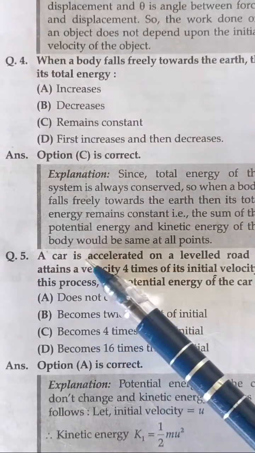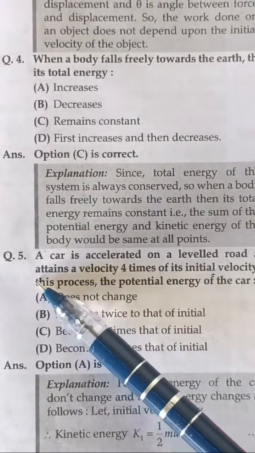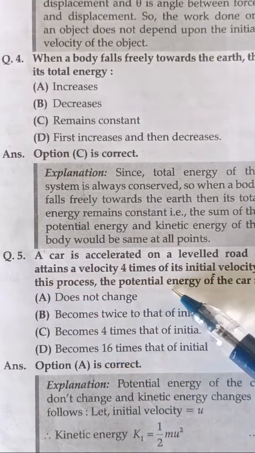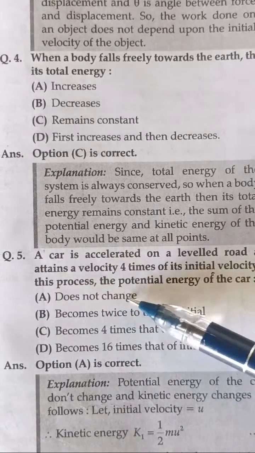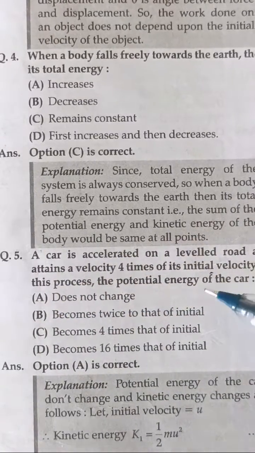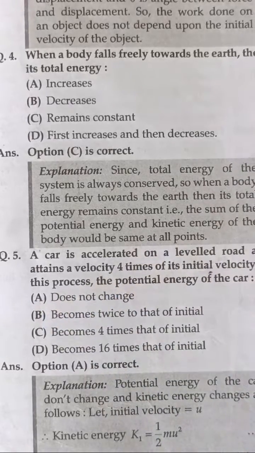A car is accelerated on a leveled road and attains a velocity 4 times its initial velocity. In the process, the potential energy of the car, answer is A, does not change.